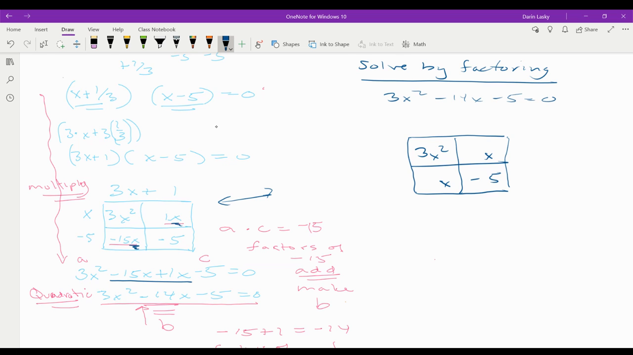So I have to do A times C. So A times C equals negative 15. My B is negative 14. So we need to know what two numbers multiply to make negative 15, but add to make negative 14. Well, it's negative 15 plus 1. That gives us negative 14. So that means one of these is negative 15, and the other one is 1. Just like we had here. Look at that. Same exact thing.